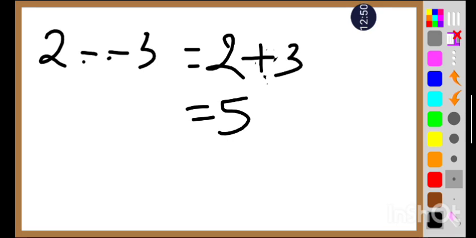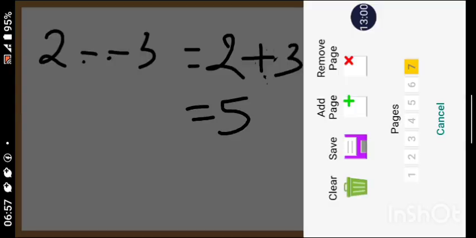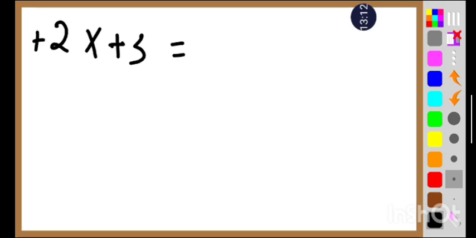Now, I would like us to look at multiplication of directed numbers. How do we multiply directed numbers? Let's say positive times positive, positive 2 times positive 3. It means 2 times 3. We all know that multiplication is repeated addition. Positive 2 times positive 3 gives positive.